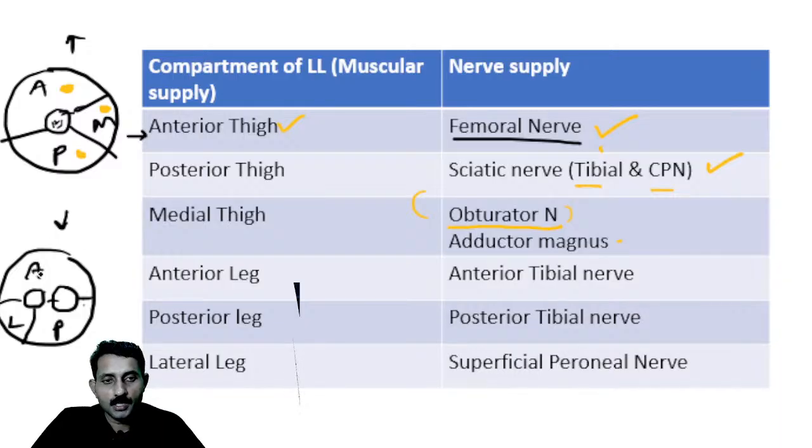What is the nerve of the anterior compartment of the leg? It is called the anterior tibial nerve. In the posterior compartment, we have a nerve called the posterior tibial nerve. Tomorrow I will tell you the other name for this. Some books will say tibial nerve itself. The nerve coming on the lateral aspect is called the superficial peroneal nerve. All the muscles of the lateral compartment are supplied by the superficial peroneal nerve. So if you know the compartment, we can tell the nerve supply of these muscles.